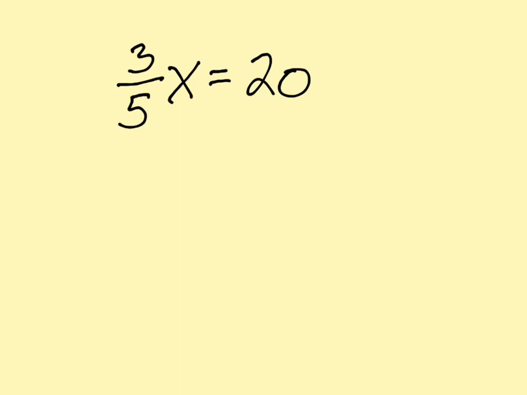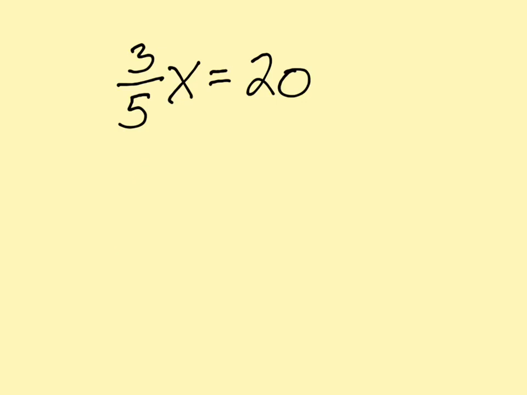Well, multiplying by a number has an inverse, and the inverse of multiplying by a number is either dividing by that same number or multiplying by its reciprocal. So we're going to do multiplying by its reciprocal because this has a coefficient that is a fraction. So since the coefficient is a fraction, one of the ways to take care of it is to multiply both sides by the reciprocal of that fraction. So let's take a look at doing that.